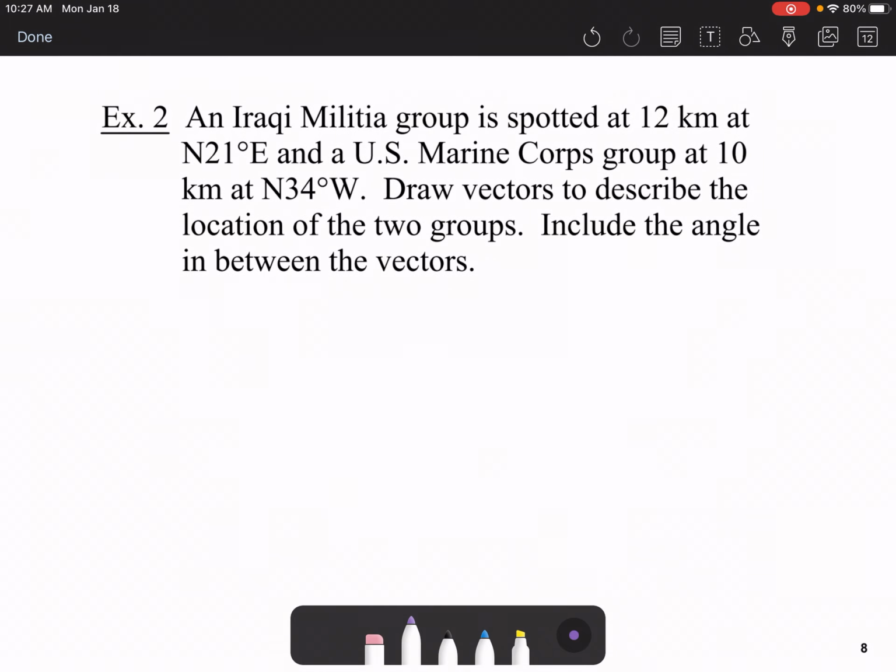Okay, so an Iraqi militia group is spotted at 12 kilometers at north 21 degrees east, and a U.S. Marine Corps group is at 10 kilometers north 34 degrees west. Draw vectors to describe the location of these two groups and include the angle in between the two vectors. Whenever you're asked to draw these kinds of things, you don't have to be exact with the angles, but try to be a little bit more accurate with the angles as best as you can, and use your ruler to be accurate with the sizes. So let's draw this kind of thing here.